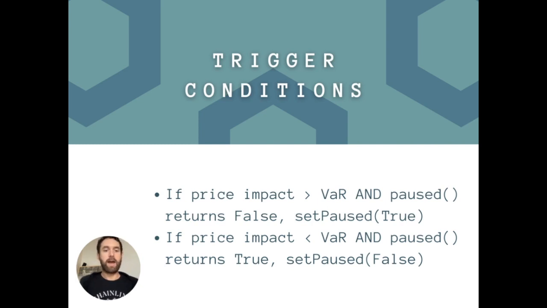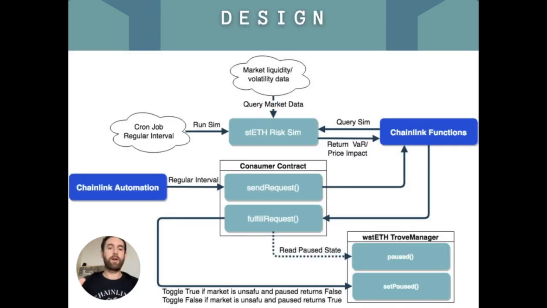And we say that simply if the price impact is greater than the value at risk and paused returns false, then set the protocol pause true. Likewise, the reverse is the case if price impact is less than value at risk.